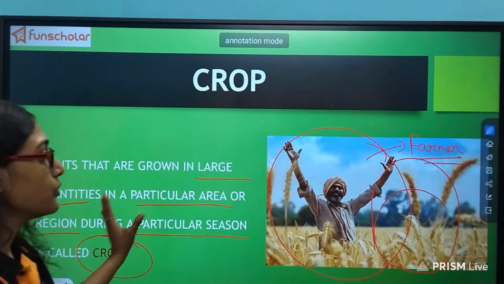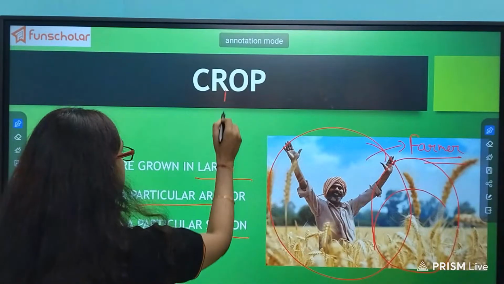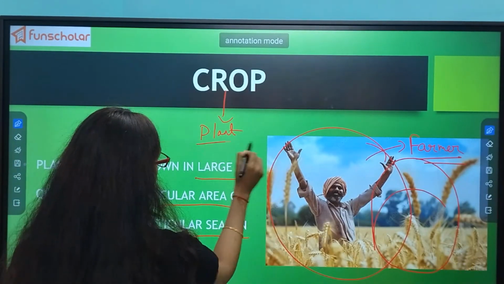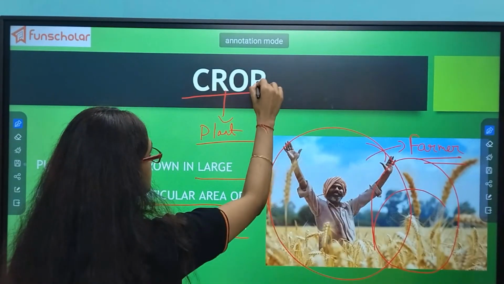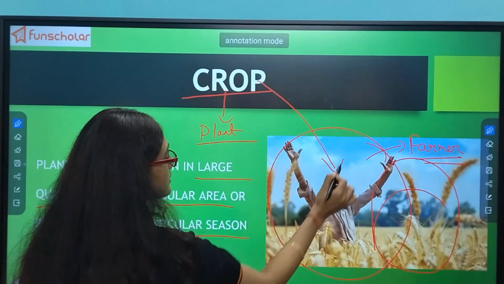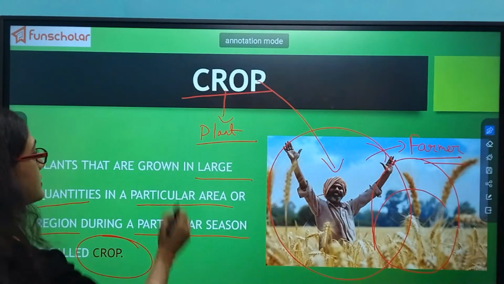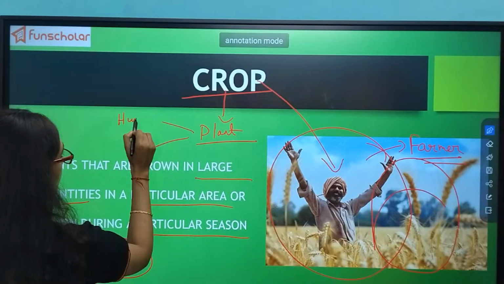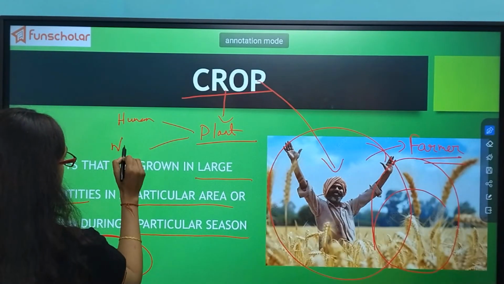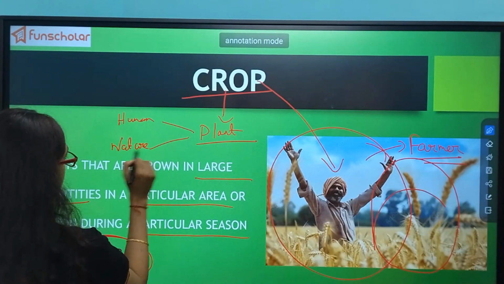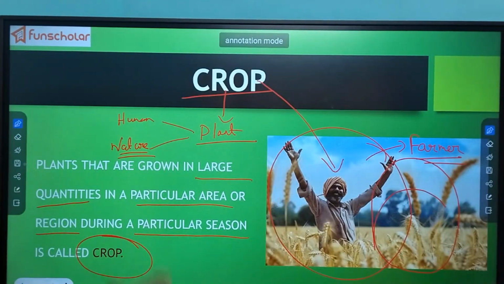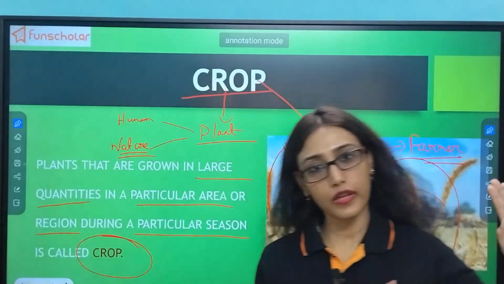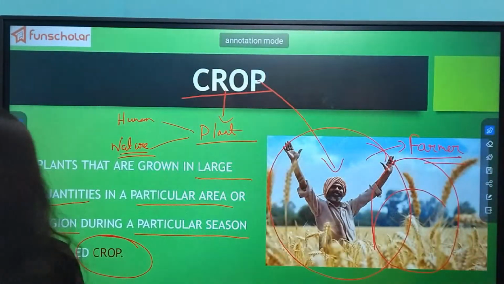I have told you how crop is different from plant and why plants are called plants and crop is crop. It is fully dependent on what? Human. The plants may or may not be dependent on human or nature. Okay? But crops are totally dependent on human being. Okay? Now next.